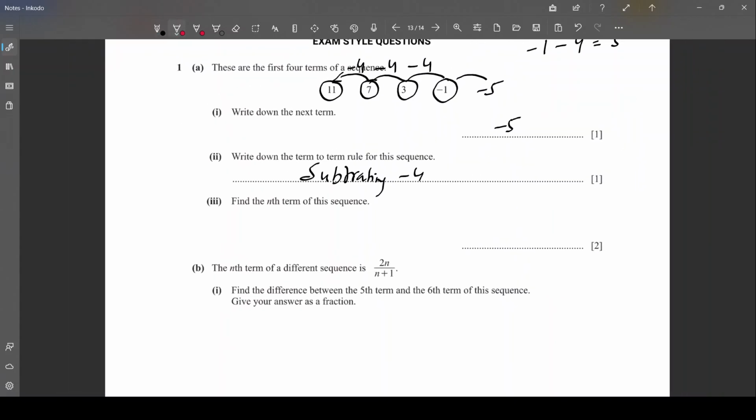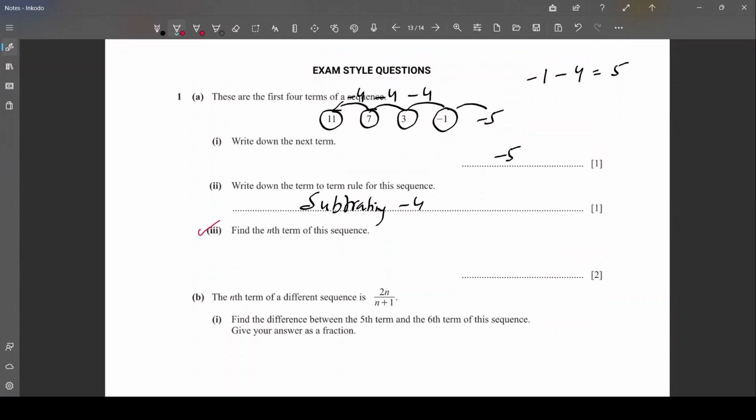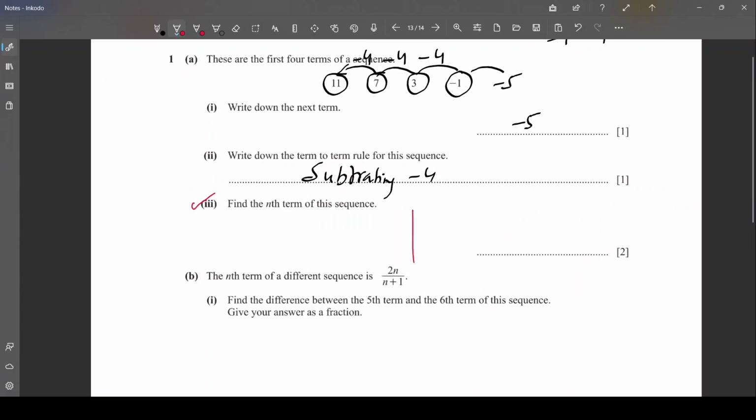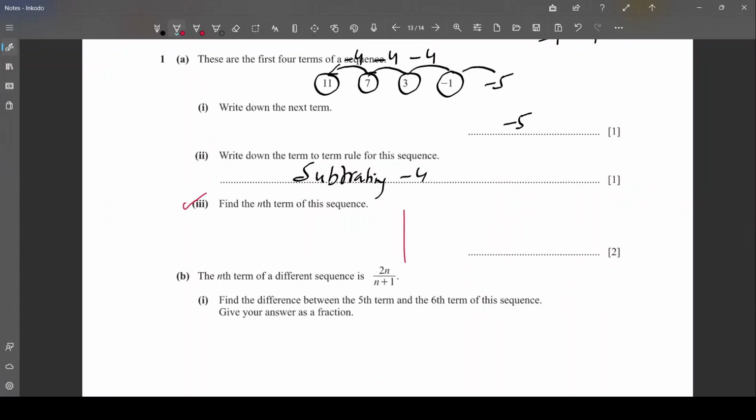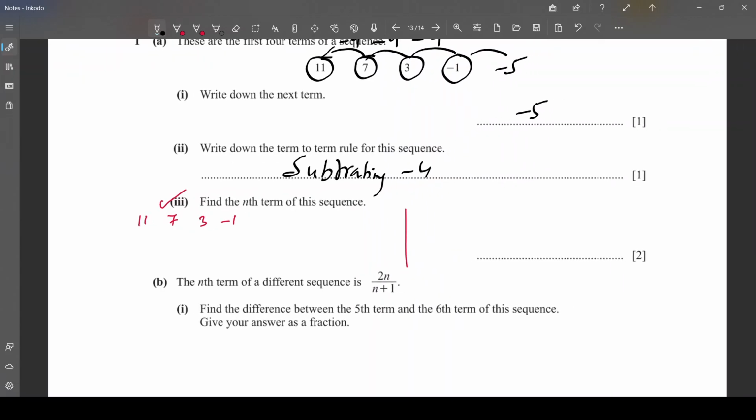And the third part says find the nth term of the sequence. To find the nth term of the sequence, we have two methods. Any way you can select. I'll teach you both ways together, so you can select the best way that you feel easy with. So let's say this is the sequence 11, 7, 3, minus 1, minus 5. The minus 5 is the answer from before, that I will not write here. So let's say this is the sequence and I want to find the nth term without using a formula.